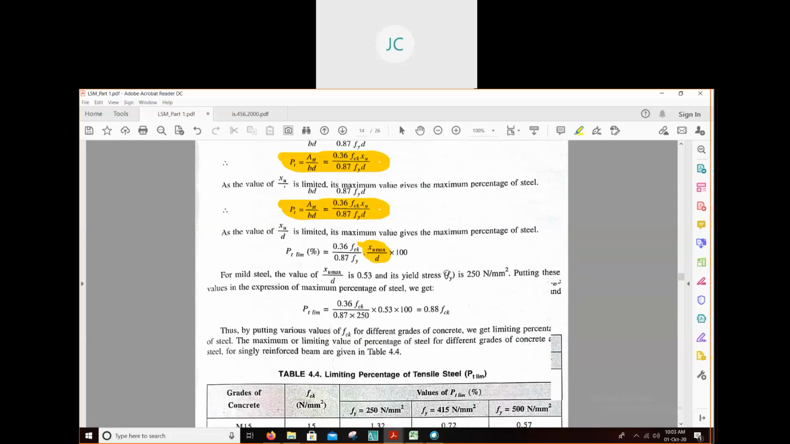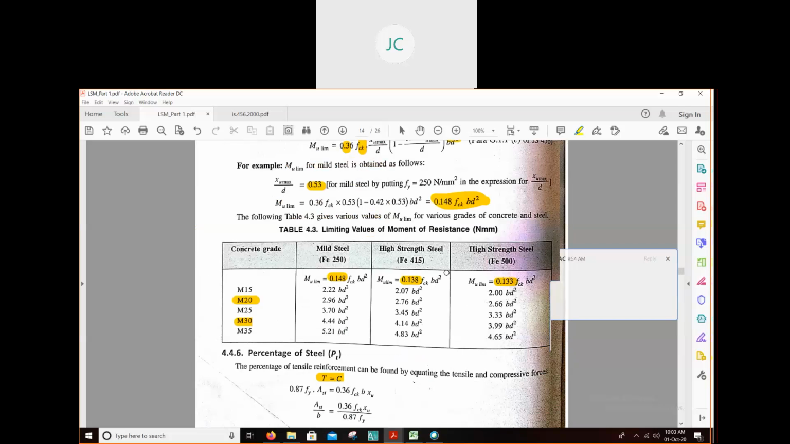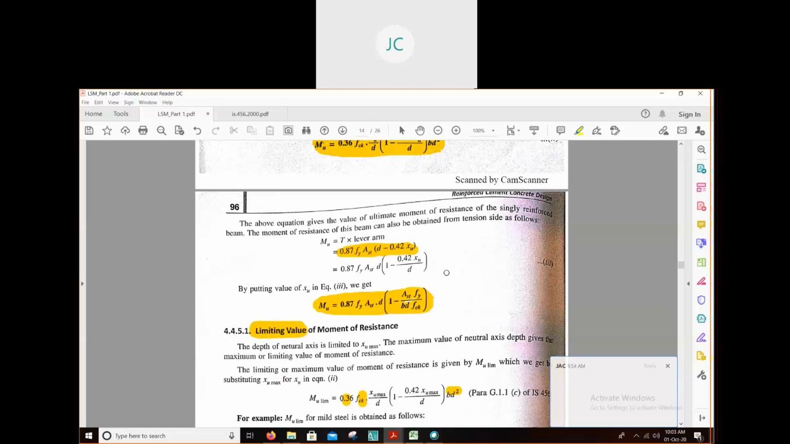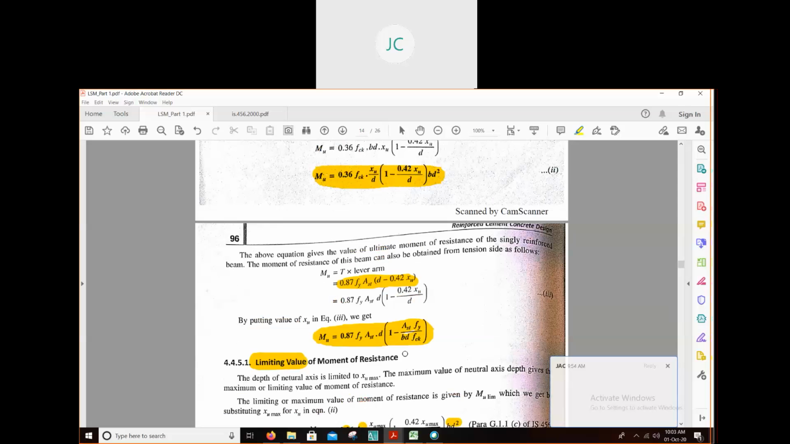Say you are given a balance section. So in that case, for finding out moment of resistance, which formula we have to use? Because we have two formulas for finding out moment of resistance. I will show you the formulas. See, we have two formulas. This is one equation. This is another equation for moment of resistance. Say you are given a balance section. So which equation we are going to use? This equation or this equation?